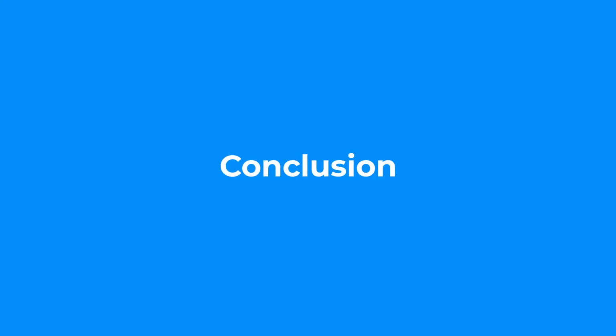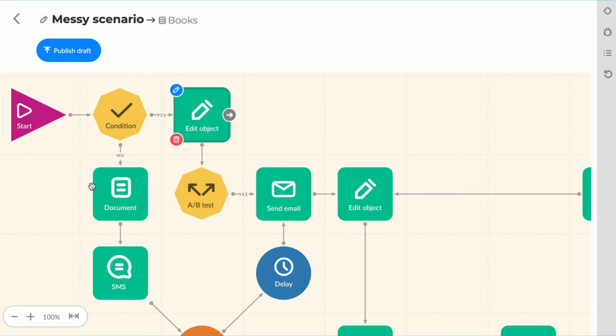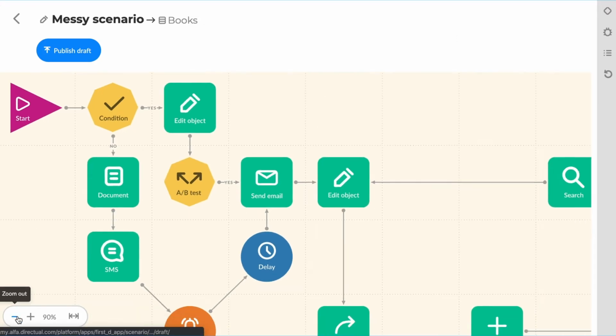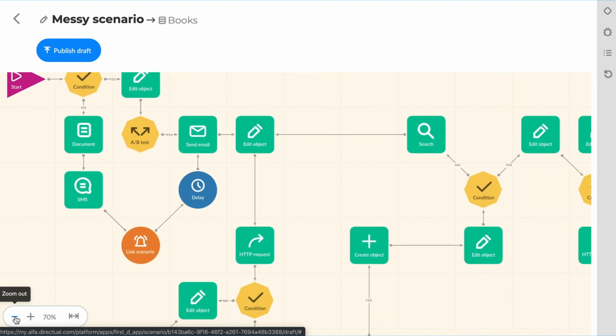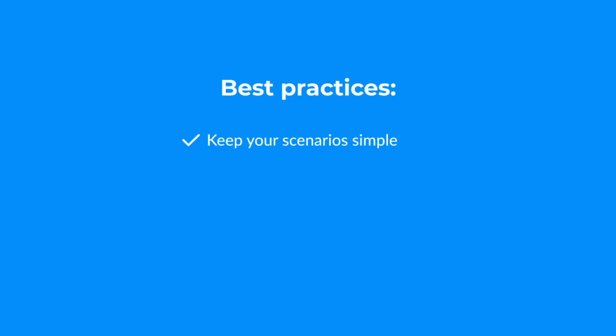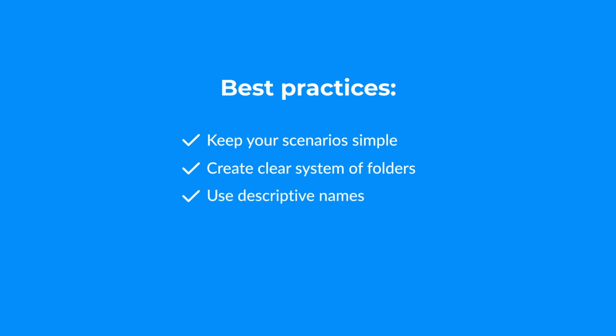To conclude this video tutorial, we'd like to emphasize that Directual's scenario functionality is very flexible, but an inexperienced developer could still get into a mess. Here are some simple recommendations for doing well. Keep scenarios as simple as possible, with only a few steps. Create a clear system of folders. Give descriptive names to all scenarios and folders.